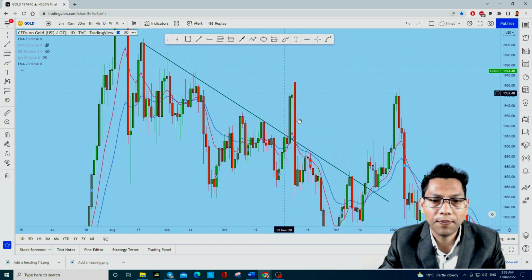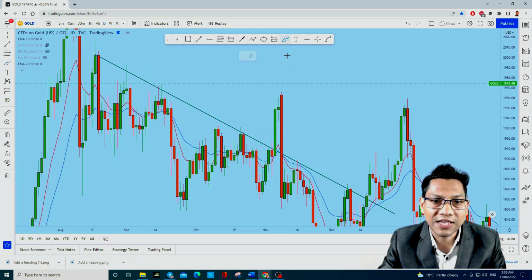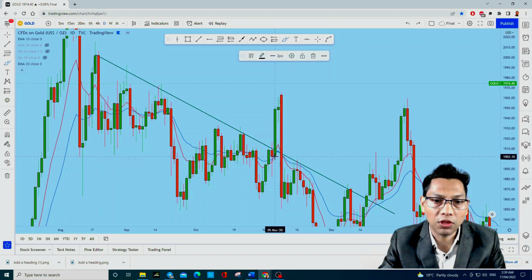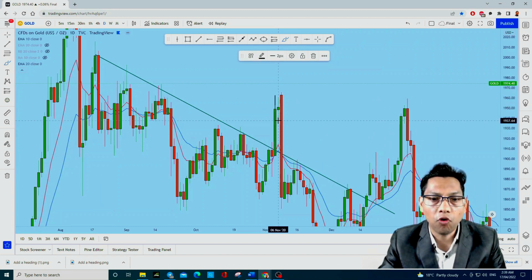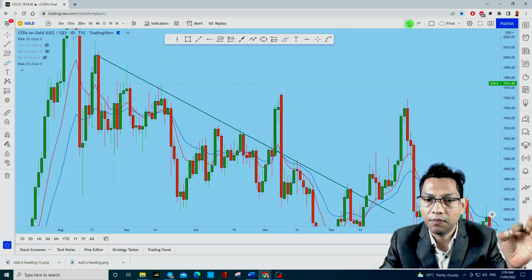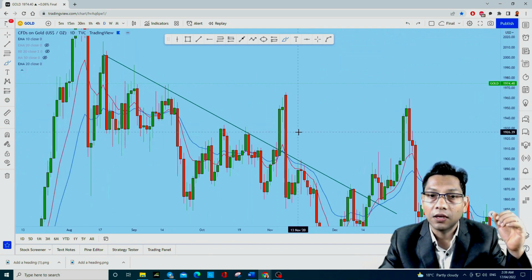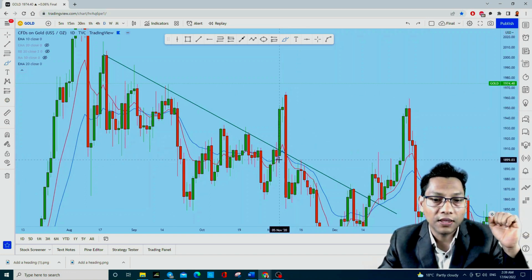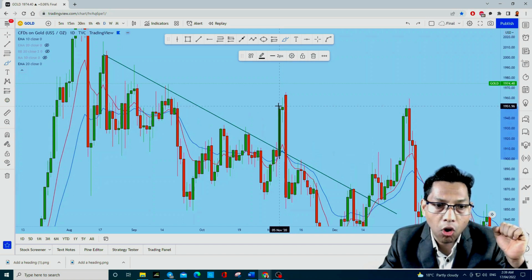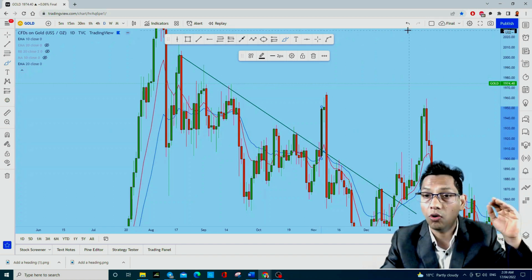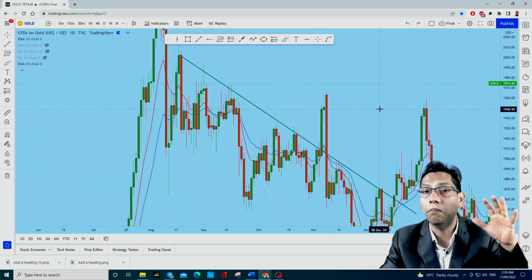Now after that, what happened? Suddenly, without any warning, this resistance was broken with a big green candle followed by another green candle, and the next one immediately came back down, creating a false breakout. Now see, apply the first criteria here. The first criteria is that the candle will hit a very important key level with a big candle.